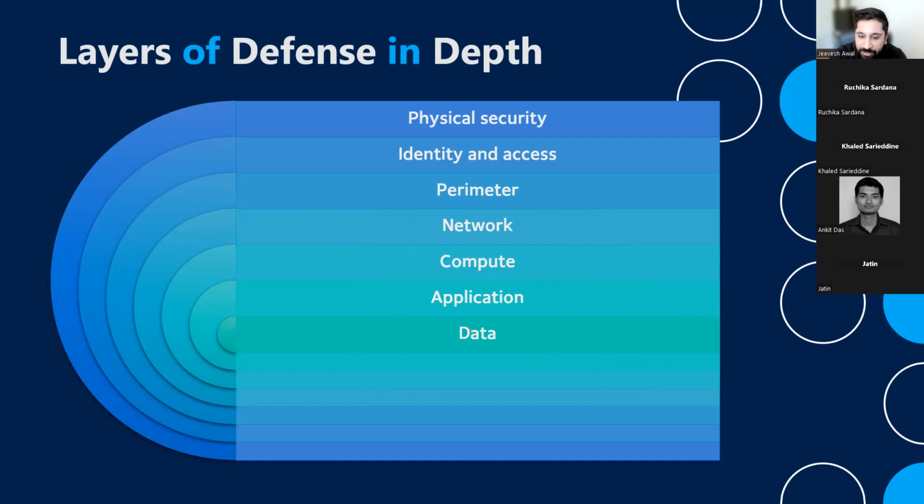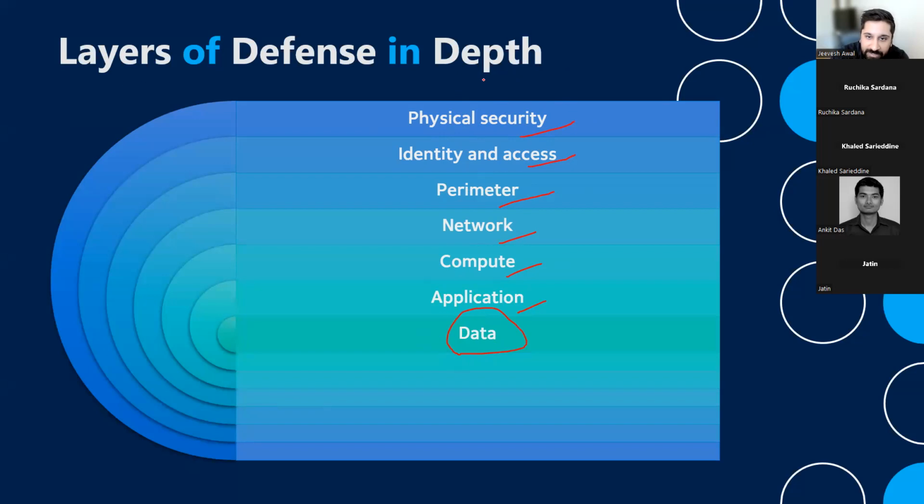And then you have data which is residing in the database. So let's say someone needs to attack, they will have to go through all these steps. First they'll be slowed down at physical security, then they'll be slowed down in IAM, then on perimeter, then on network, then on compute, then on application, and finally data will be encrypted as well. And this again depends upon your implementation. So there's no hard and fast rule.